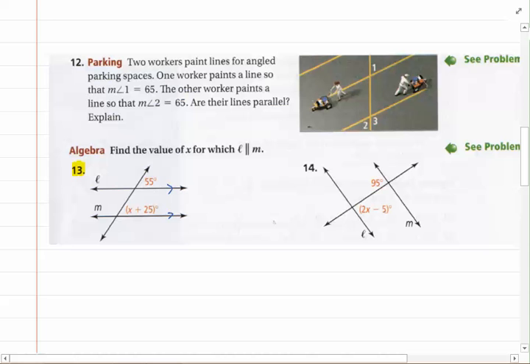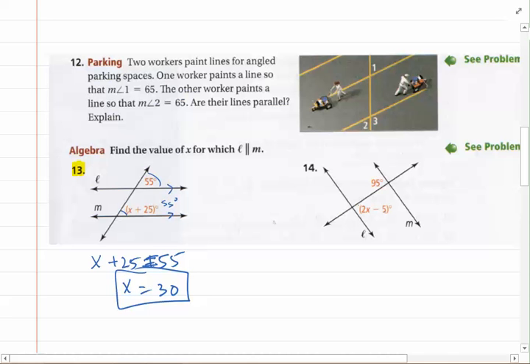That means this angle and this angle have to be congruent because they're corresponding angles. So we're going to write x plus 25 equals 55, x equals 30, and we'll put 30 back into here, so this becomes 30 plus 25. This also becomes 55 degrees.